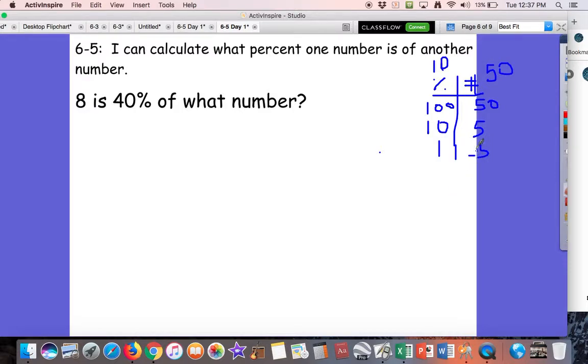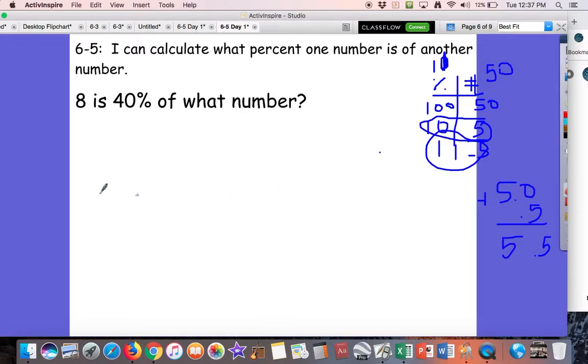And then what you would do is just add up what you need. In this case, we're going to just pick this. But if we wanted to know what was 11%, we would pick 10, and we'd pick the 1, and we would add them up. 5 plus 0.5, and we would get 5.5. So 11% of 50 is 5.5.